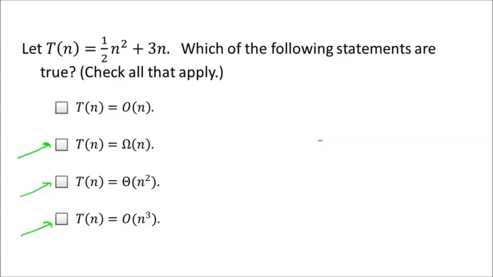For the same reason, big O of n cubed, it's not a very good upper bound, but it is a legitimate one. It is correct. The rate of growth of T of n is at most cubic. In fact, it's at most quadratic, but it is indeed at most cubic.